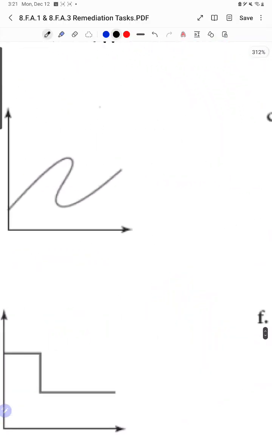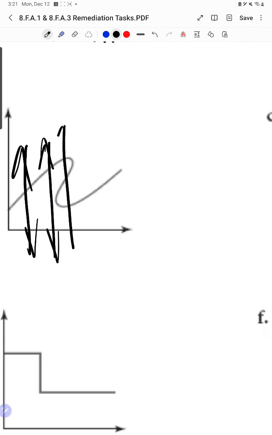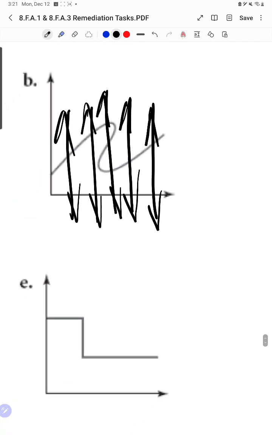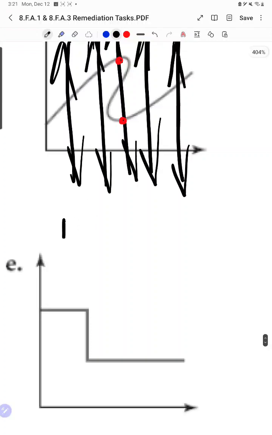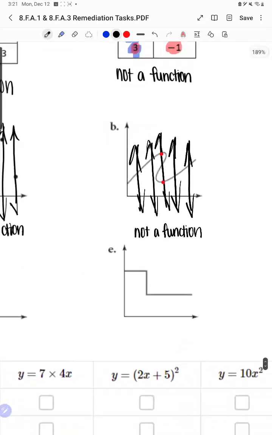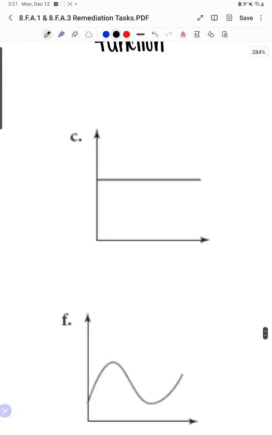All right, let's do this one. So this one right here crosses through this here and here. So since that vertical line passes through twice, I know that this is not a function. All right, this one right here.